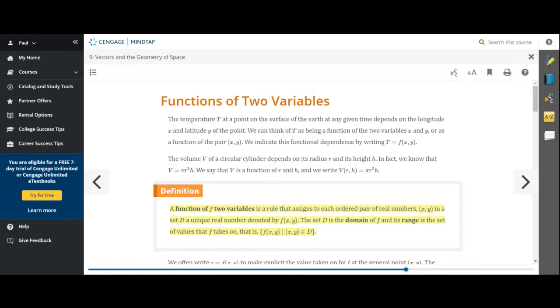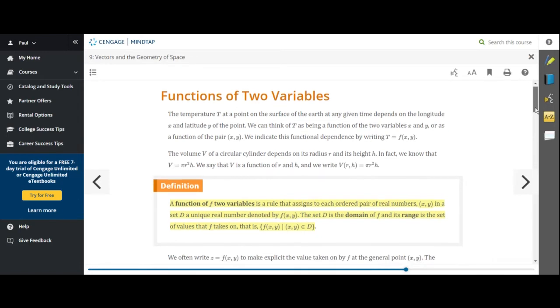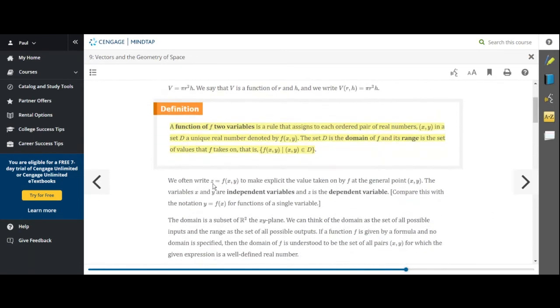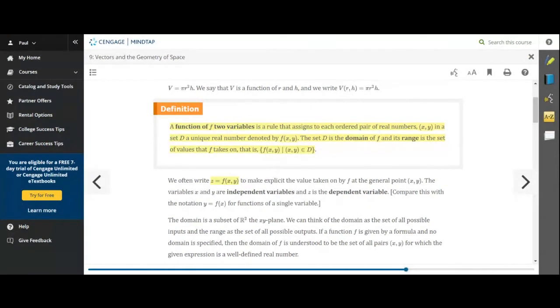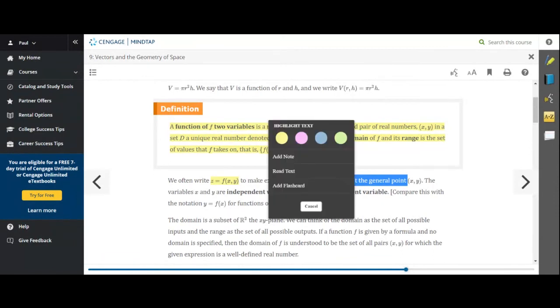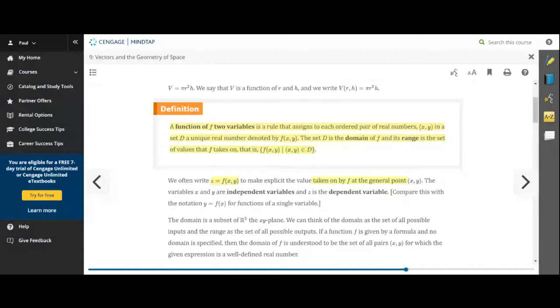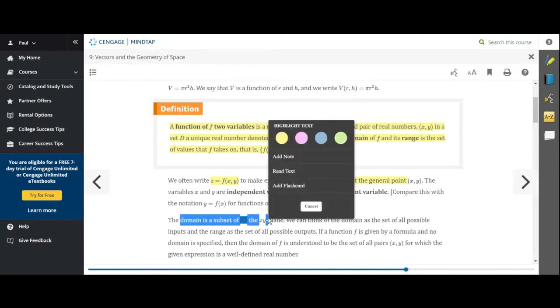When you evaluate a function of x and y, you're computing a value of z. And you're going to actually graph a surface. They say here, we often write z as a function of x and y to make explicit the value taken on by f at the general point xy. So the domain has to be a subset of the xy plane.